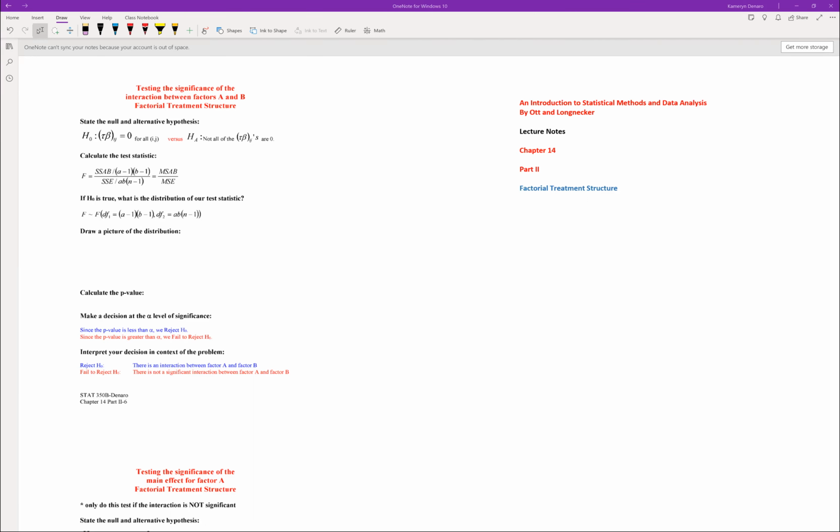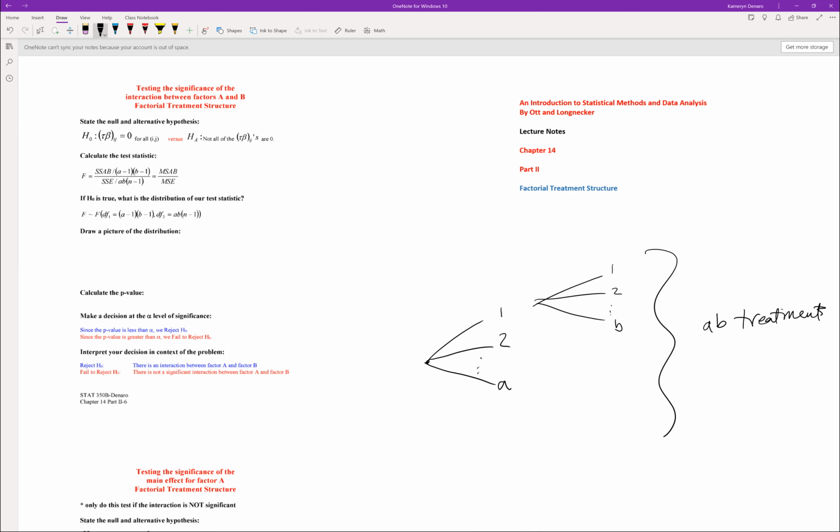Let's suppose that on factor A, we have a levels, 1, 2, all the way up to a. And on factor B, we have b levels, 1, 2, all the way up to b. If you think about it, at the end of the day, you're going to have a times b treatments total, okay? What you might ask first is: is there an interaction between factor A and factor B?